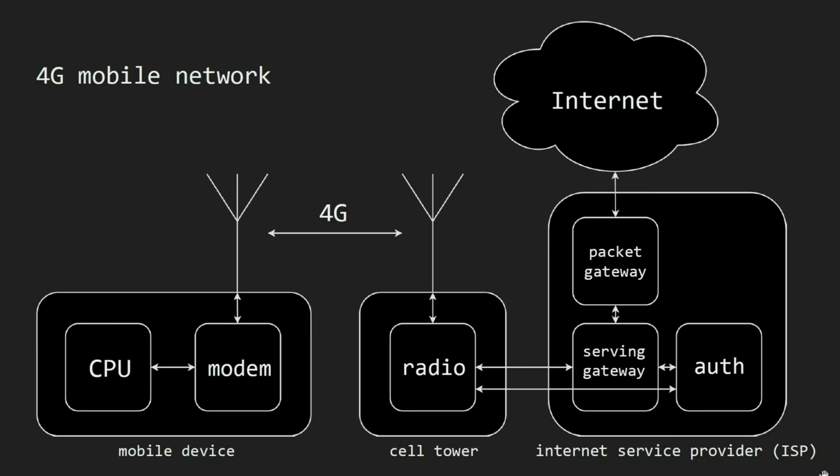First the radio connects to a serving gateway and some kind of authentication mechanism. So the SIM card from the modem talks with the auth, and then your mobile device's traffic is routed with these packet gateways to the internet.